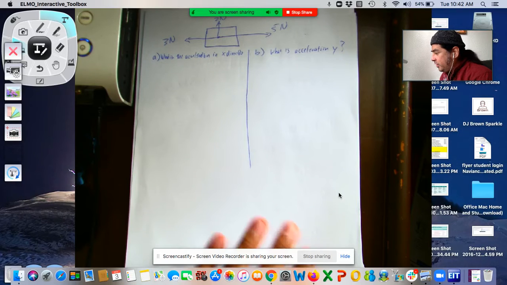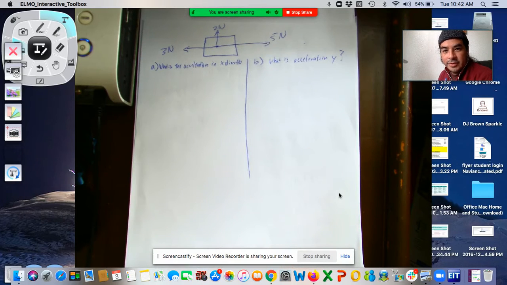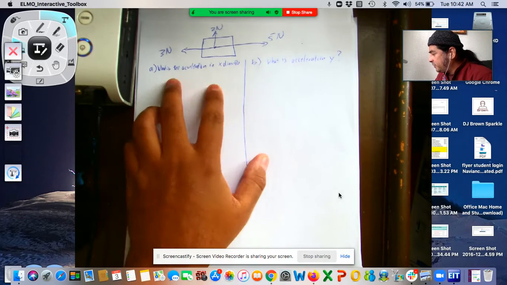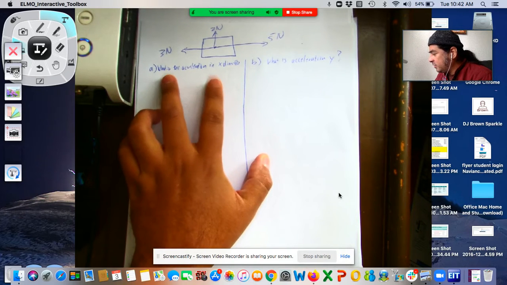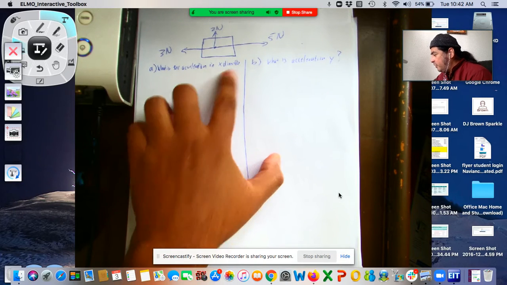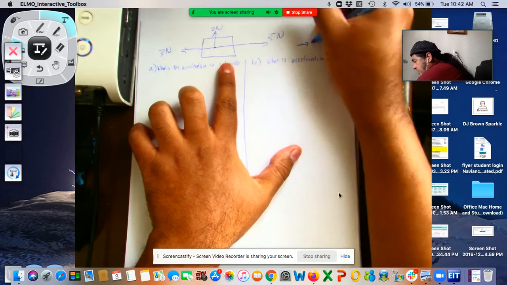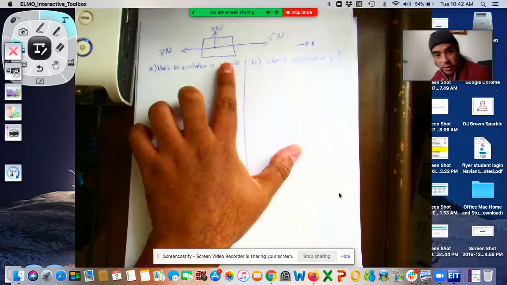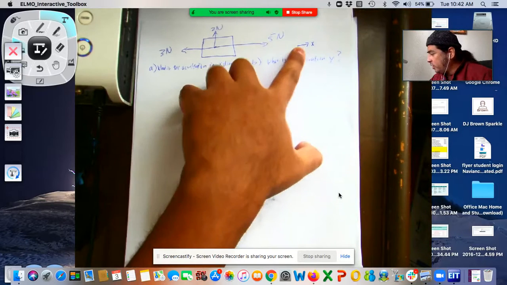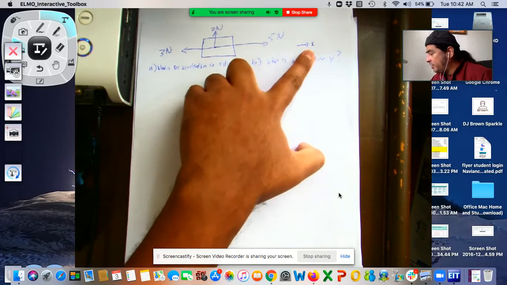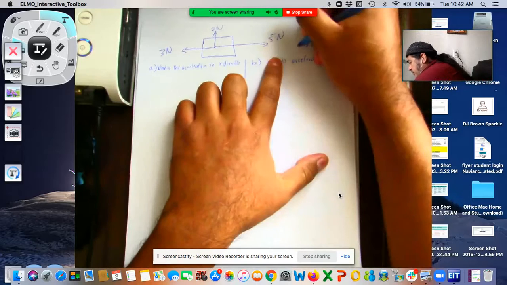All right, so we're going to go ahead and try and solve this problem. What we have here is first, we're going to be looking at what is the acceleration in the x direction. We're going to first start by choosing a nice, convenient coordinate system. And we're going to call the right x positive, and we're going to call up y positive.